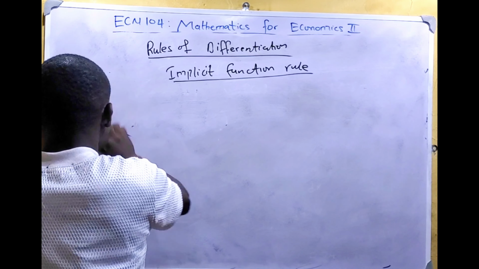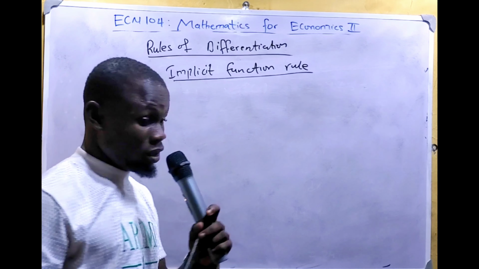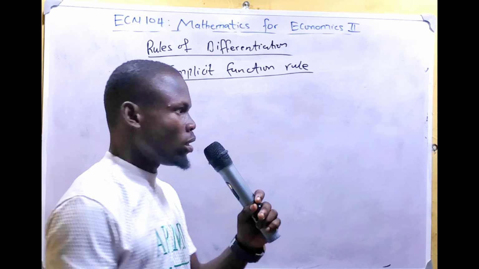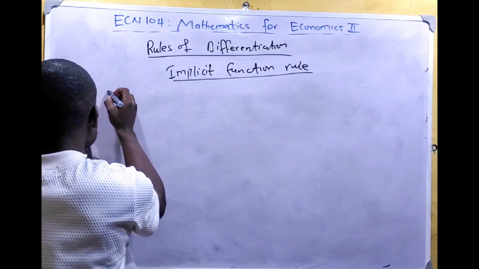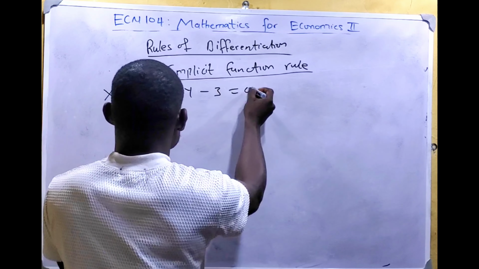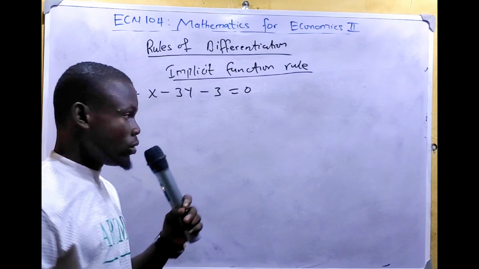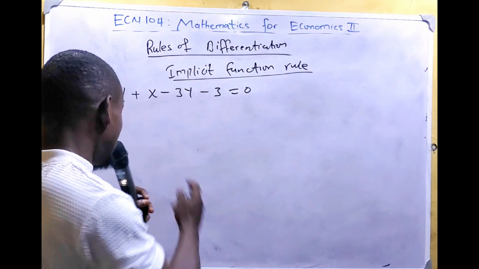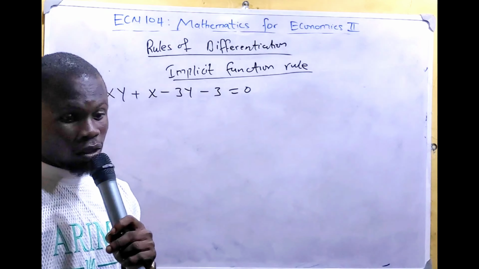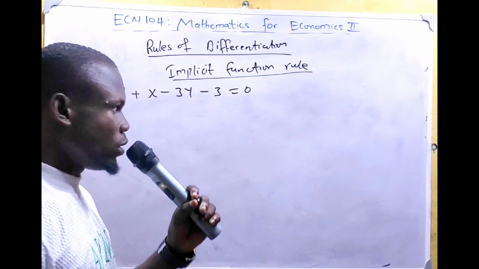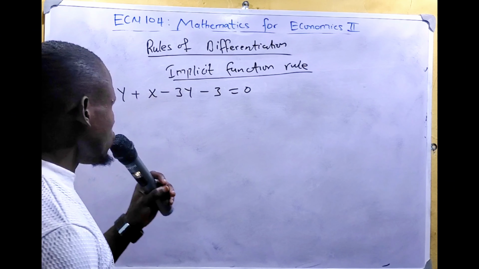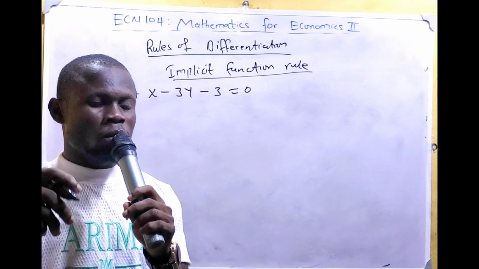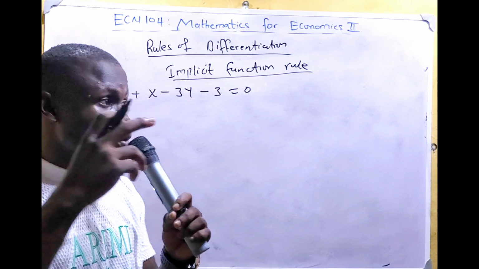Let's take an example. It's very simple and easy. Let's say we are given something like xy equals 0. Definitely, this is an implicit function, because you cannot express y as a function of x. So how do you differentiate this? To differentiate this function, all we do is differentiate each term of the function individually with respect to x and with respect to y.